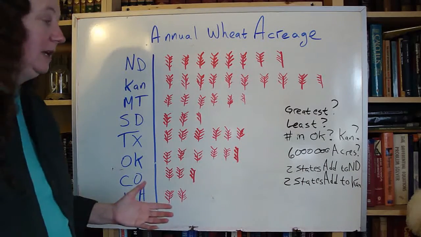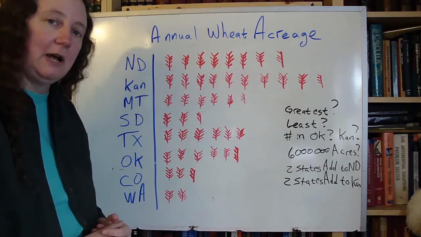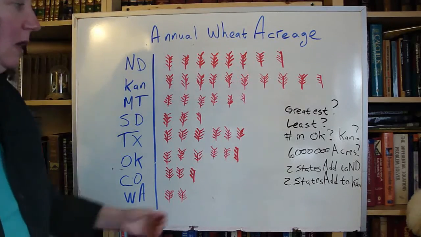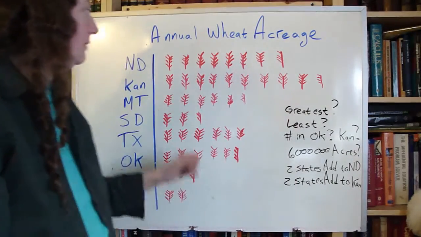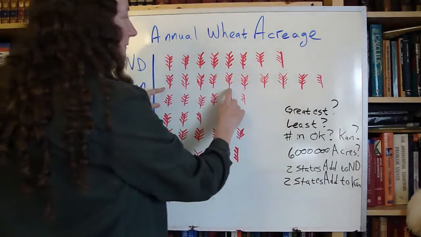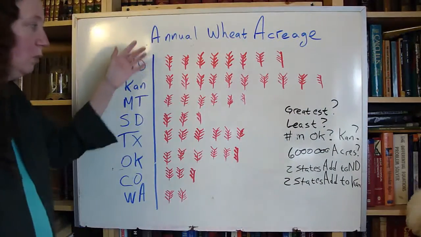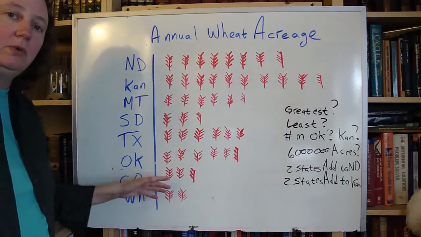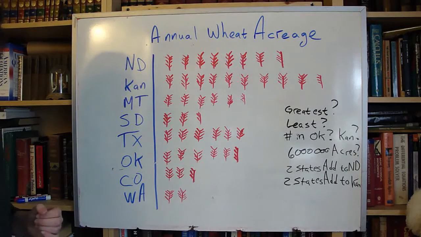Are there other combinations that I could do? You can count them out and figure it out for yourself. What 2 states add to the same number of acres as Kansas? So Kansas, 1, 2, 3, 4, 5, 6, 7, 8, 9.5. So which 2 of these adds up to 9.5? That's all that it's asking.